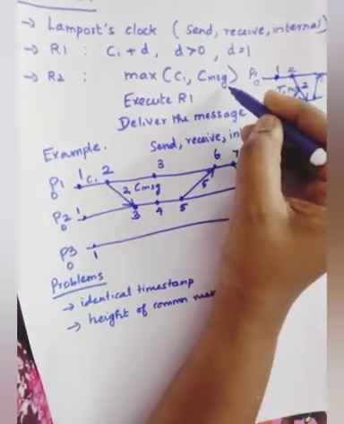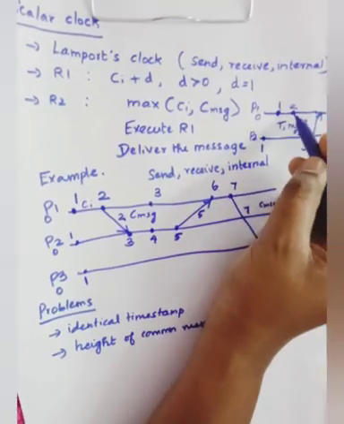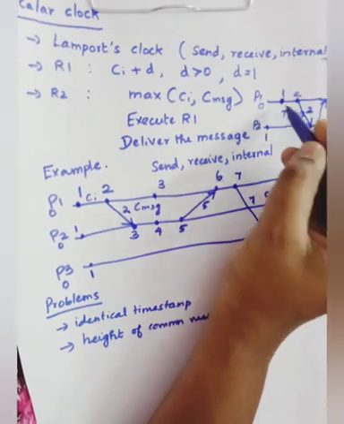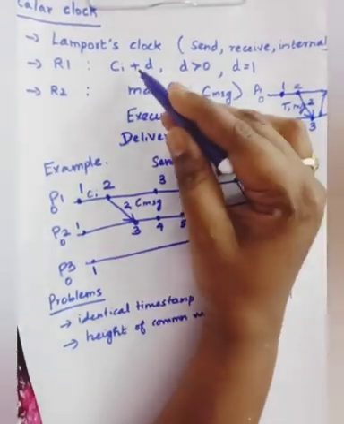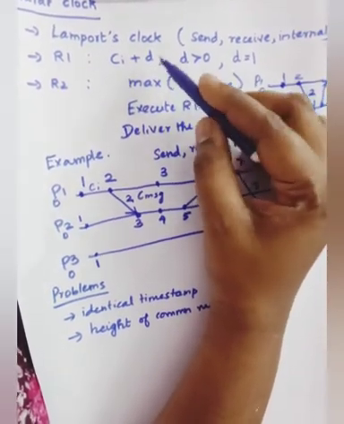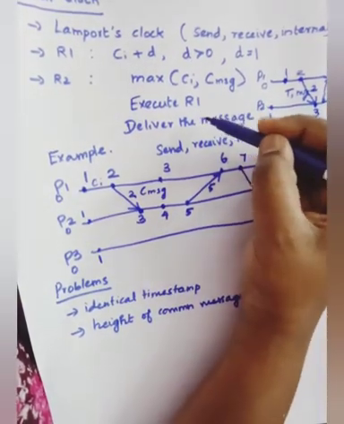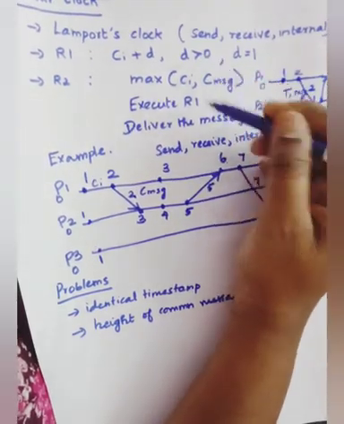Rule R2 says that while receiving a message, we have to apply the rule maximum of Ci comma C message. Ci is the timestamp of the process. C message is the timestamp which is sent along with the message. Both should be compared and the maximum value will be taken, and rule R1 will be applied here. The maximum value will be used to increment the timestamp in place of d. R1 will be applied and the message will be delivered. This is the execution.